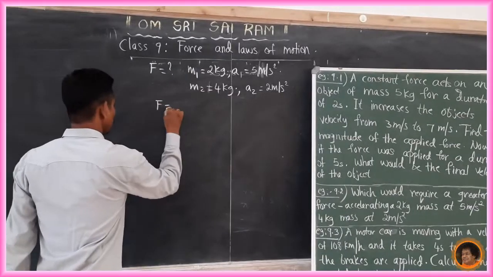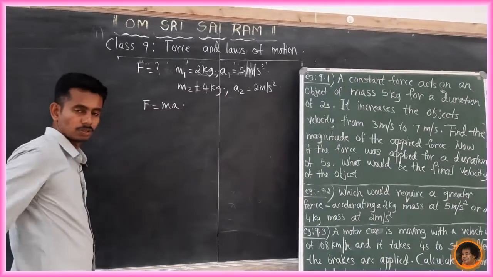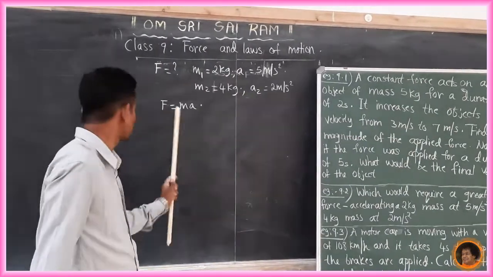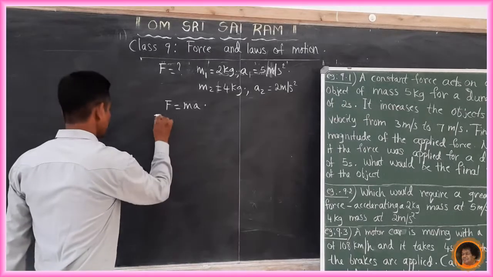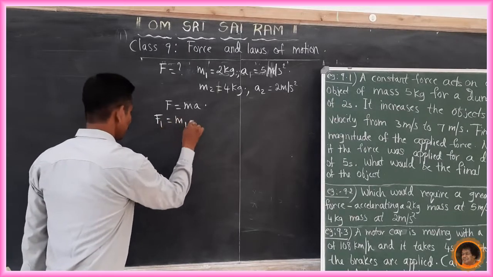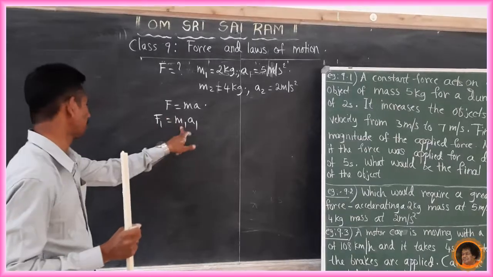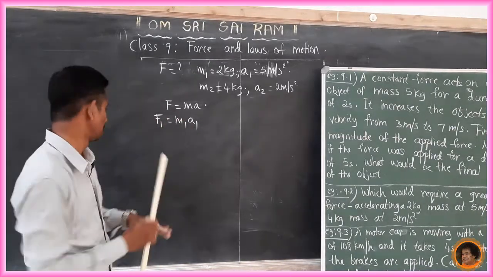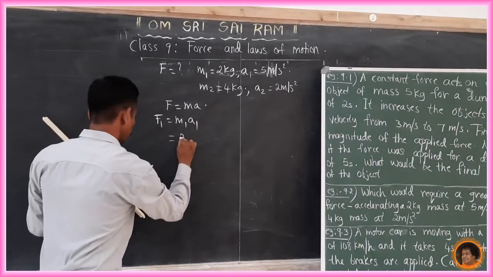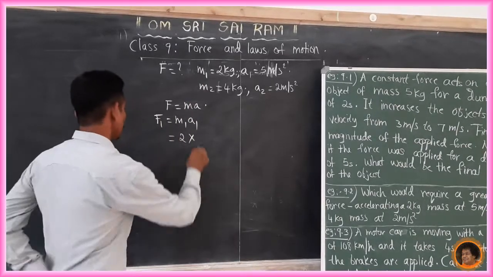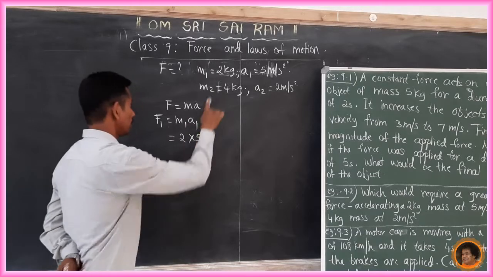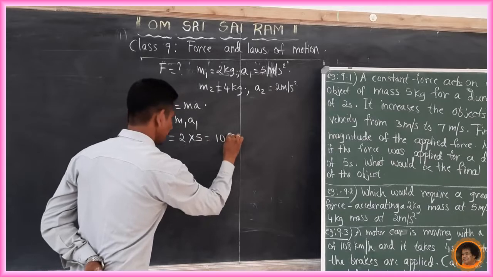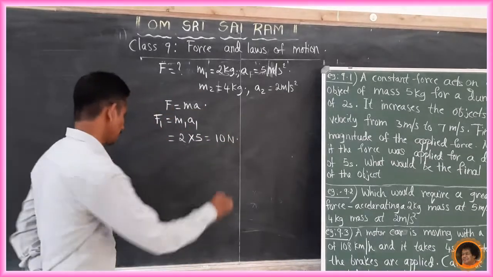We know that F equals ma. Now use the formula F equals ma. Why? m is given, a is given. In the first situation, F1 equals m1 a1. Why F1, m1, a1? Because it is the first situation. What is m1? 2 into a. What is a? 5. So 2 into 5, m into a, that is 10 Newton. Because it is the force in the first case.